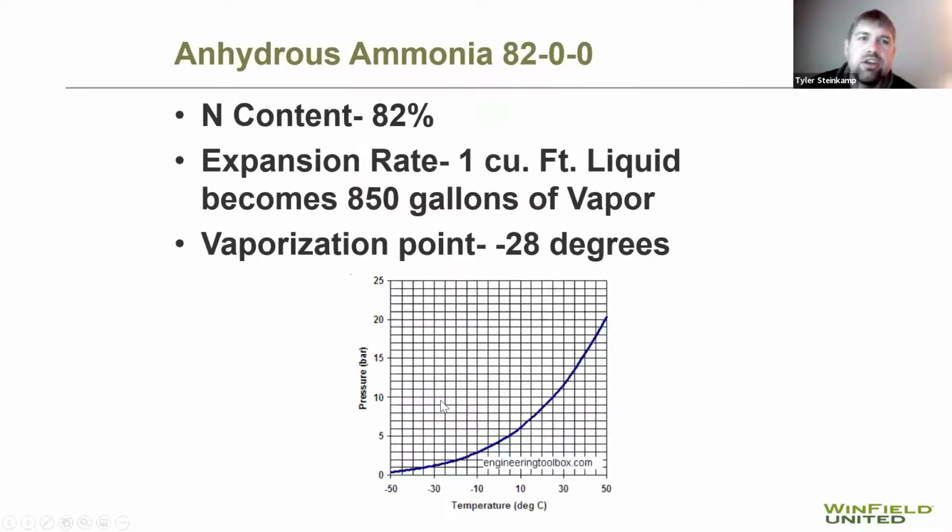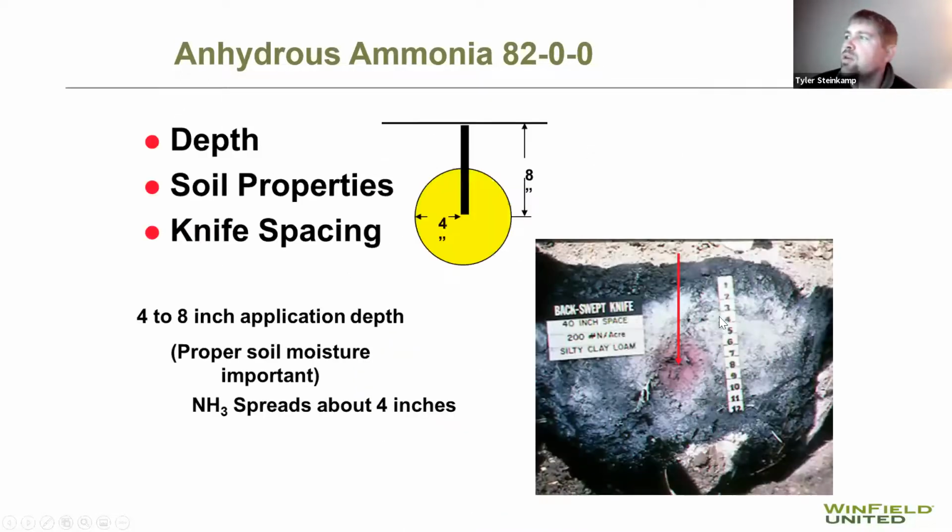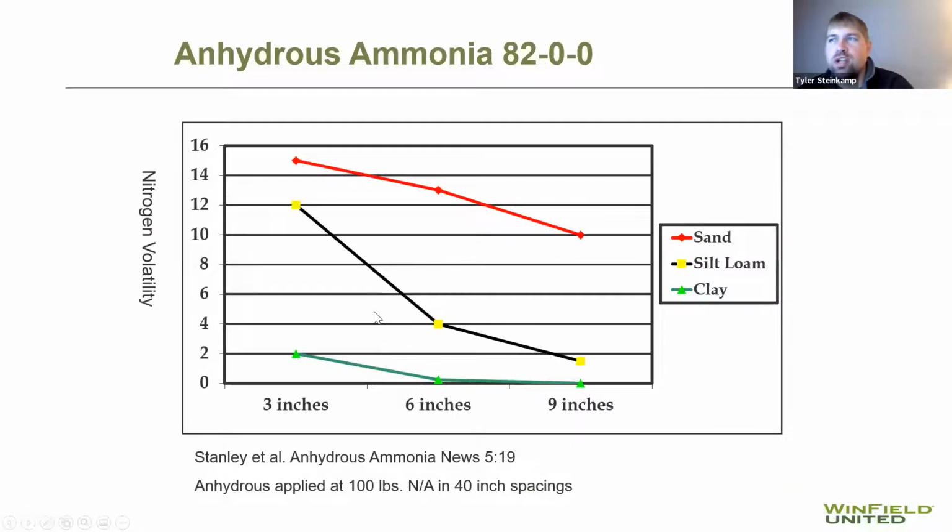Okay, now anhydrous ammonia will expand 4 inches from the knife injection point. So I often get questions, well, how quickly can I plant after I make a nitrogen application? Guys, first of all, it's going to depend on depth. Some of these high-speed bars do not get it deep enough in the spring to protect that seedling. It will spread about 4 inches, so we need to make sure we're getting it at a good depth.